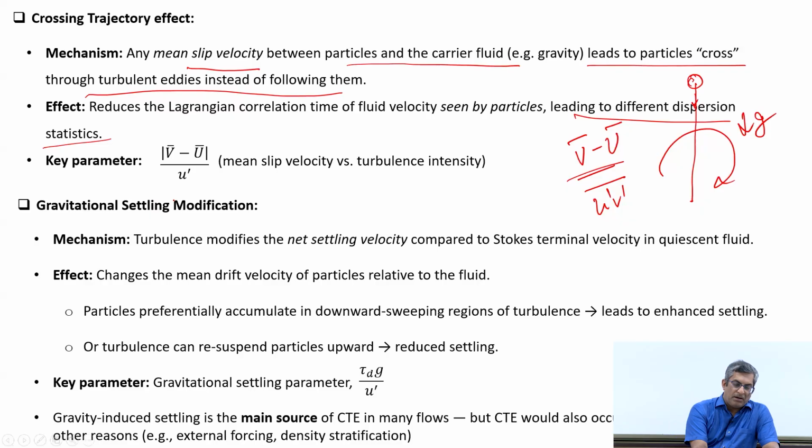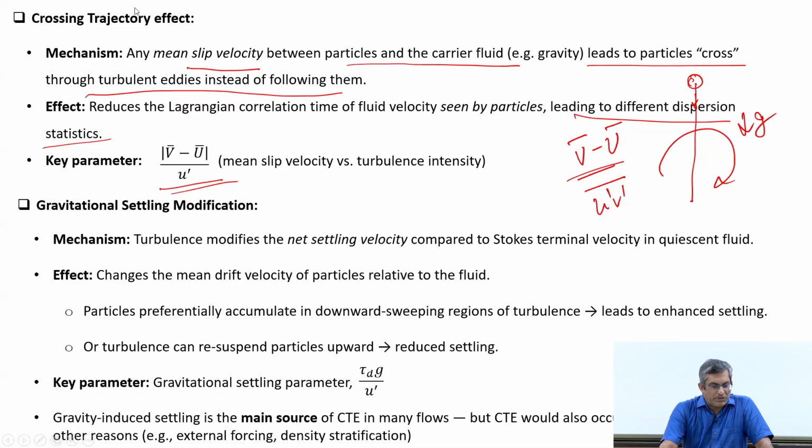And the parameter to understand the crossing trajectory effect is basically this one. Here you calculate the magnitude of the mean slip velocity and normalize that with the turbulent fluctuation. If this parameter is very low, then you can assume that the crossing trajectory effects are not present, otherwise they are present. Then the next one is gravitational settling.